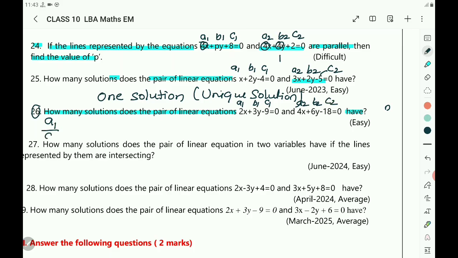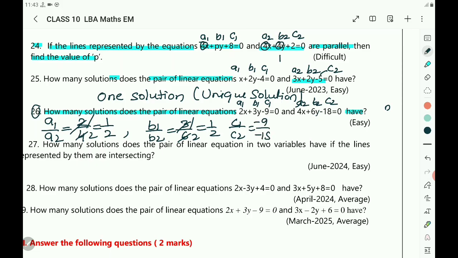Then find a1 by a2. a1 by a2 is 2 by 4. 2 by 4 equals, 2 1s are 2, 2 2s are 4, so 1 by 2. Next b1 by b2. b1 by b2 is 3 by 6. 3 1s are 3, 3 2s are 6, so 1 by 2. Next c1 by c2. Minus 9 by minus 18. Again you got 1 by 2.